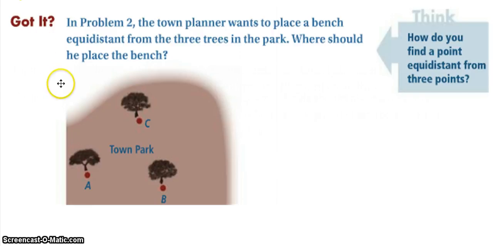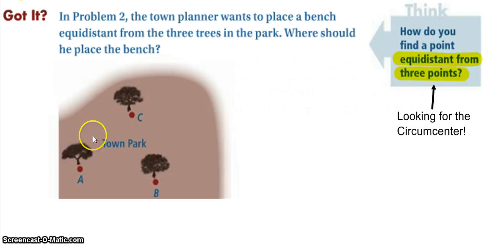Go ahead and work through the next section of the Pearson lesson and come back when you think you have the answer for the got it. Alright, so we're looking for a point that is equidistant from each of these trees. So the trees make up the vertexes of my triangle, and I know that a point that's equidistant from 3 points is actually your circumcenter. So to find our circumcenter, we're going to use perpendicular bisectors.